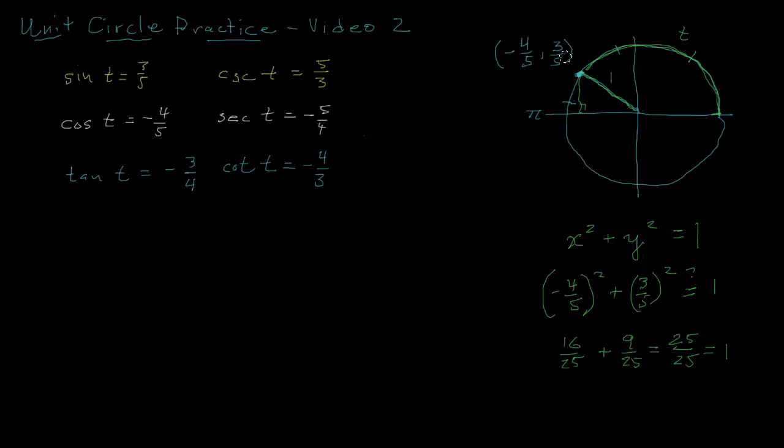So when you know coordinates for any point on the unit circle, those coordinates correspond to some real number t as the argument to these trig functions. And evaluating the trig functions is a simple matter of applying our definitions for sine, cosine, tangent, and their reciprocals, cosecant, secant, and cotangent. Okay, fair enough.